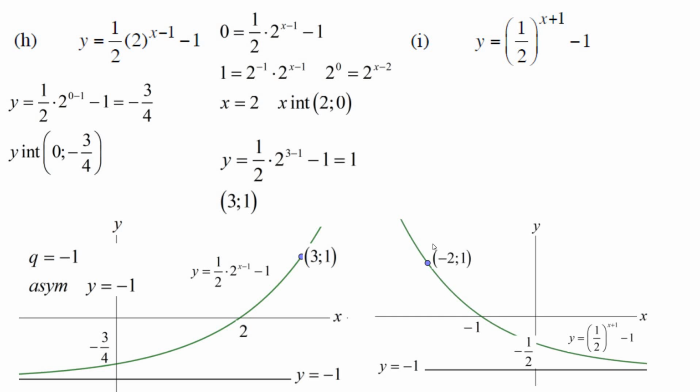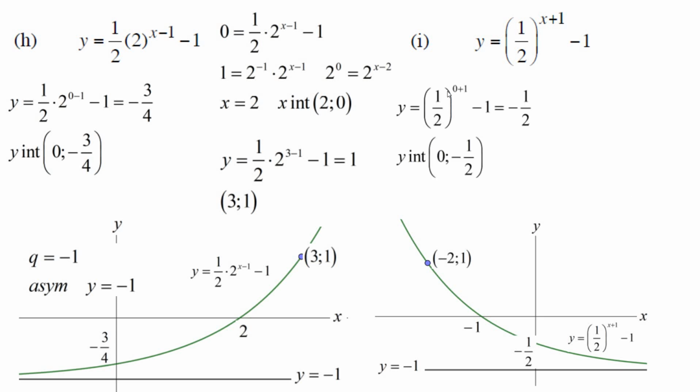Let's try I. Well, I is going to look like this. Now, how did I know it was going to look like that? Well, the first thing is, the base is a half, and that's why it takes off and goes to the left. But it's positive, so it's going up. It's got the same asymptote as y equals minus 1. And you just put 0 in there and then work it out. You'll get minus a half for y. And then you put 0 in for y and solve.